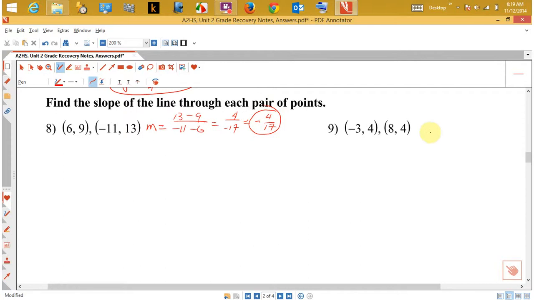Okay, let's find the slope of the next one. So the slope is equal to the y-coordinate difference, which is 4 minus 4, all over 8 minus a negative 3. That is 0 all over 8 plus 3, 11. So the slope of this line is equal to 0.